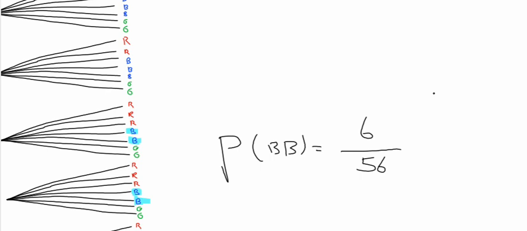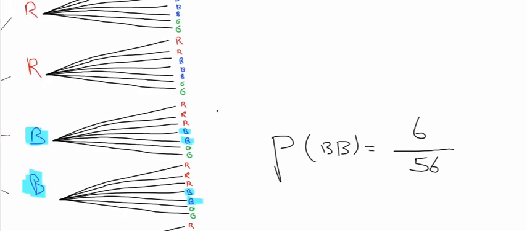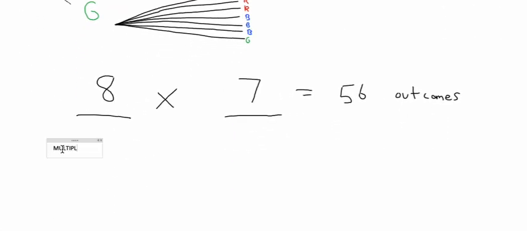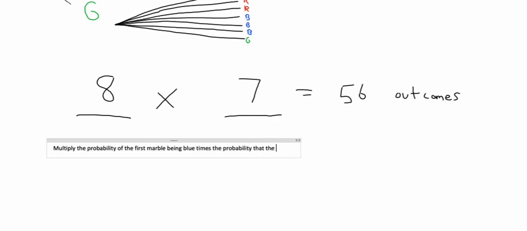We could find that answer a lot easier, though, than the way I just did it. To do it more easily, multiply the probability of the first marble being blue times the probability that the second marble is blue.